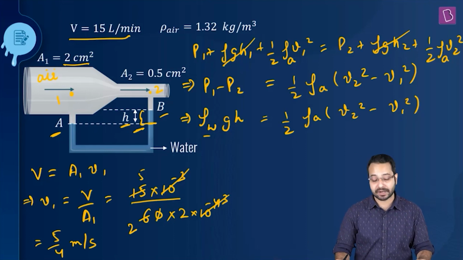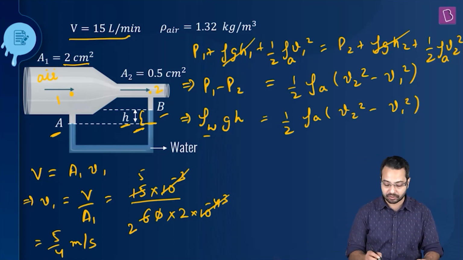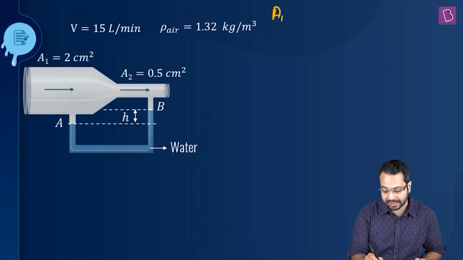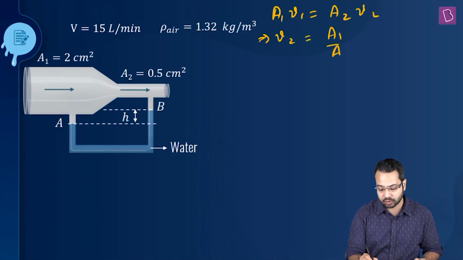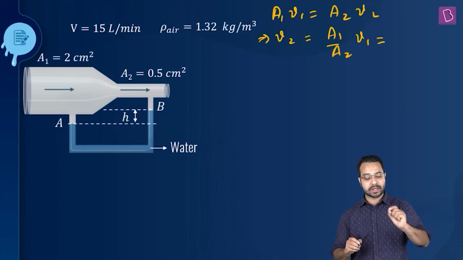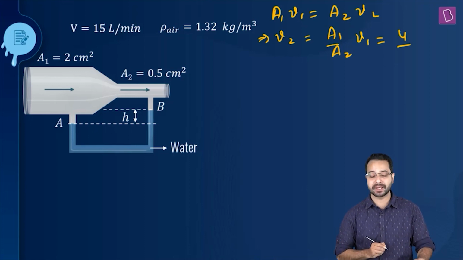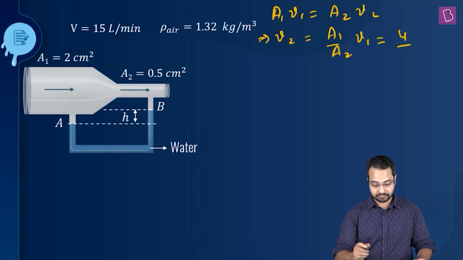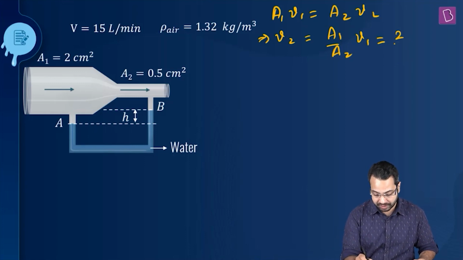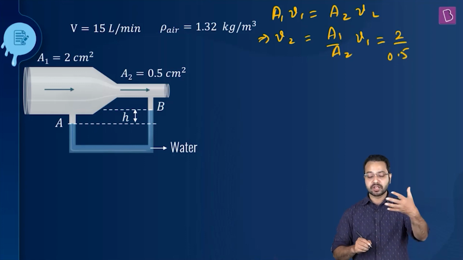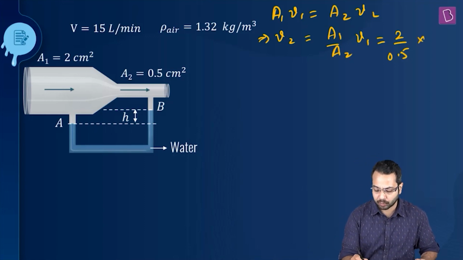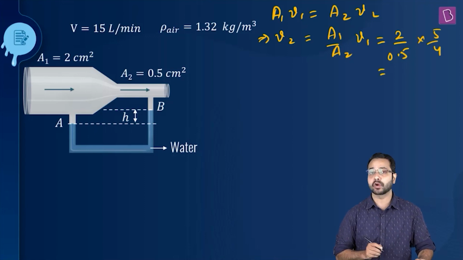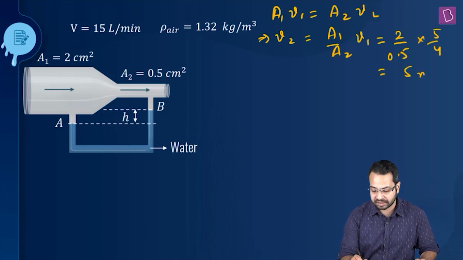Alright, what we also need to find out is V2. How can we find that out? Not very difficult. So we know that A1 V1 has to be equal to A2 V2. Okay, so from here V2 is going to be A1 upon A2 into V1. Okay, so A1 is what? A1 is 2 centimeter square divided by A2, which is 0.5 centimeter square. So I'm not worrying about the units because they'll get cancelled. Multiplied by V1, which is 5 by 4. So this is going to come out to be 5 meter per second.